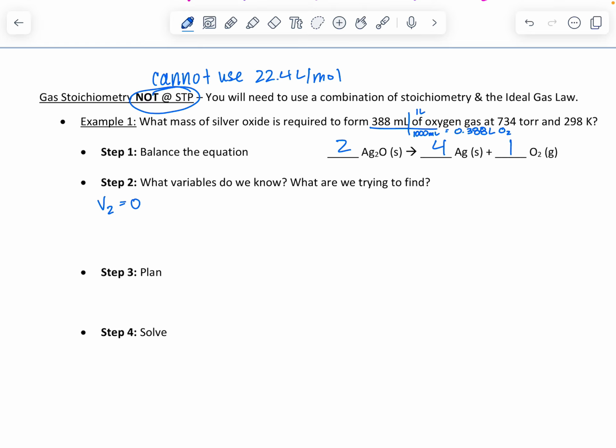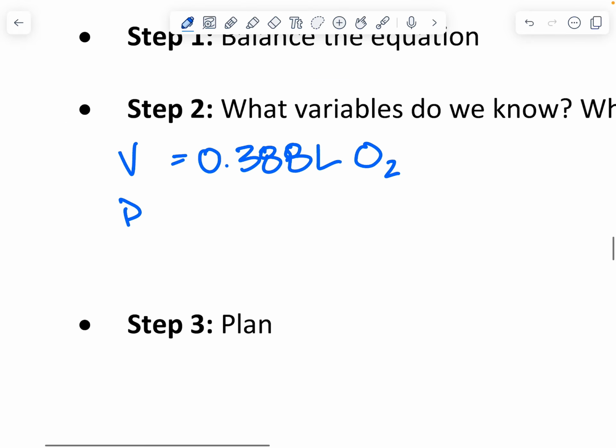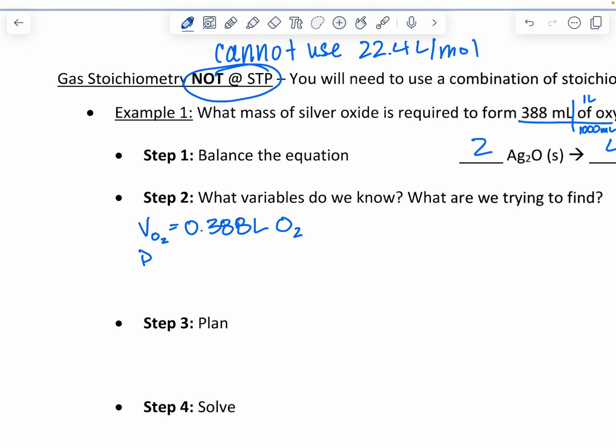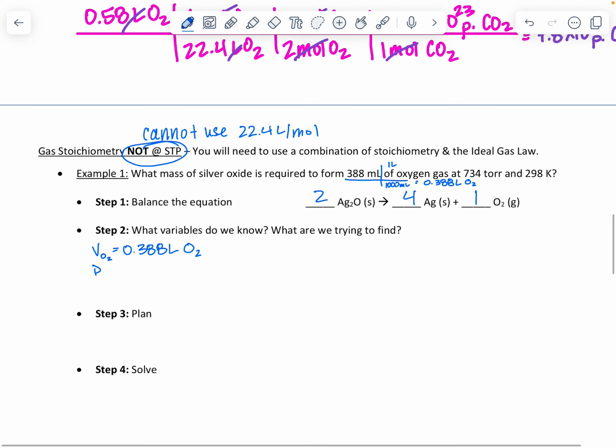So I know that my volume is 0.388 liters, and that's oxygen. So that is not silver oxide. That is specifically oxygen. We don't need to put V2 there, we just put V of O2. That's really what I should put. We know that the pressure is 734 torr, and we also know that the temperature is 298 Kelvin.